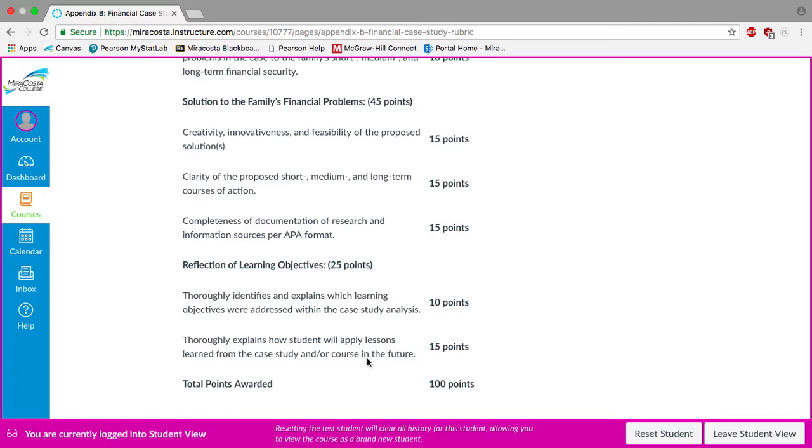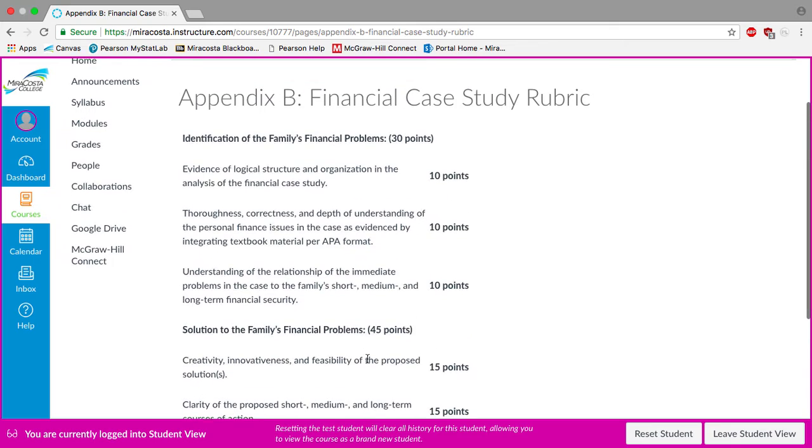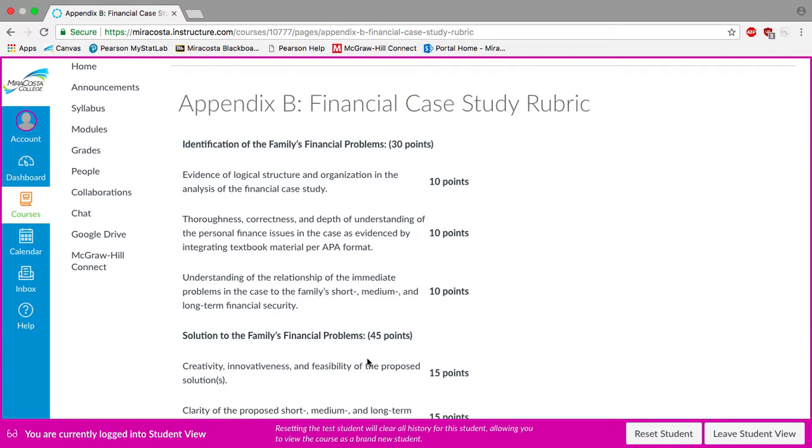So in this class, we had 8 learning objectives, which I posted in the instructions on the last page. And you'll want to pick out a few and identify and make it explicit how you've achieved those learning objectives through this case study analysis. And then explain how you'll use this in the future. And even if you are partnering with someone, you can both state how you will apply your learning in the future. And that's the breakdown of our rubric for the financial case study.